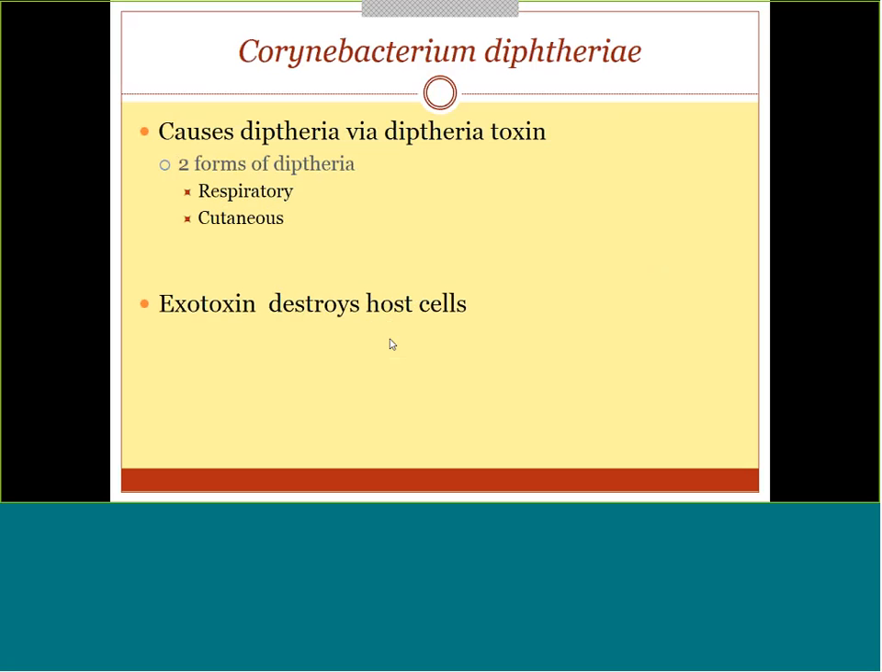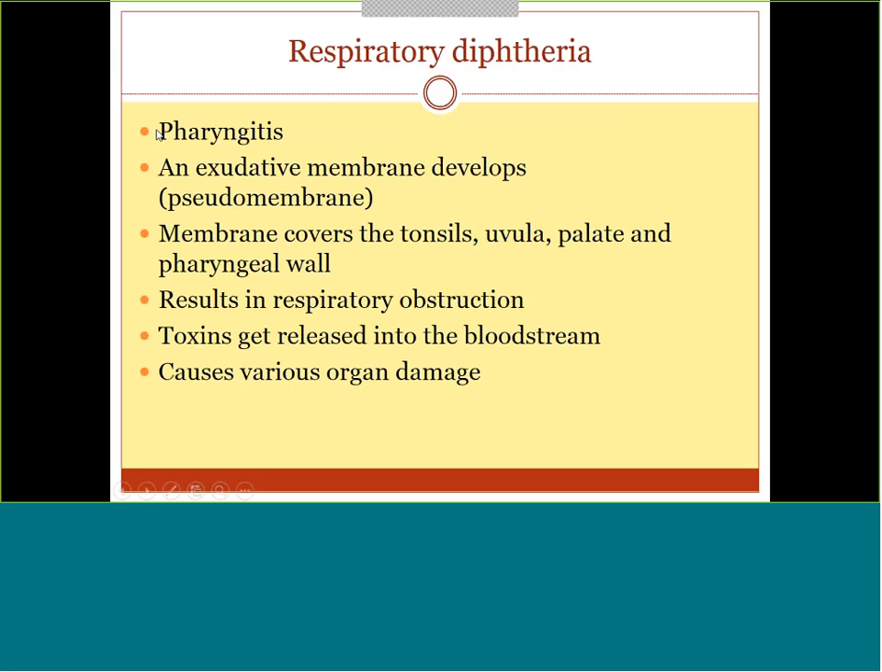That's why we all have a vaccination against it, because it blocks the airway, and that's how it becomes really deadly. But there's another form that's just a cutaneous kind of skin ulcer forming diphtheria. So Corynebacterium diphtheriae in general has an exotoxin that will help destroy host cells so that it can survive.